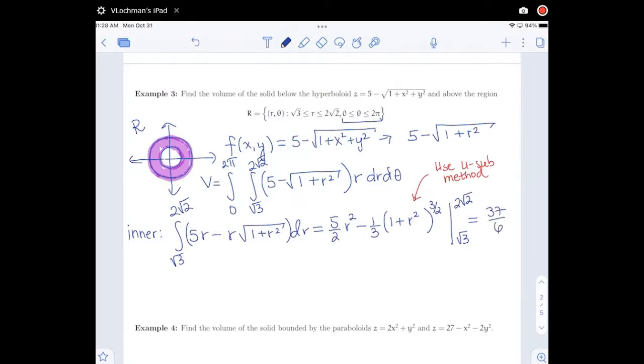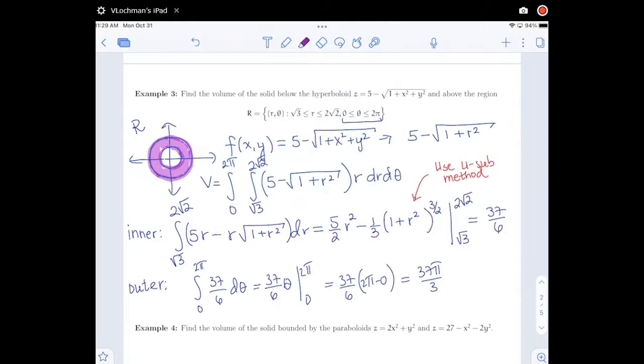So then the rest of it is what? The outer integral would be from 0 to 2 pi. That doesn't depend on theta. So that would be 37 over 6 theta from 0 to 2 pi. So then this would be 37 over 6 times 2 pi minus 0. 2 and 6, we can reduce those. So this is 37 pi over 3. And that's your final answer.